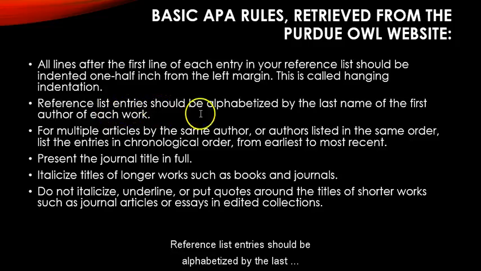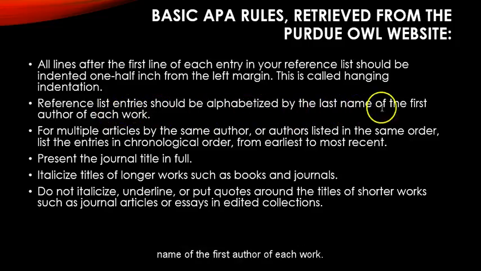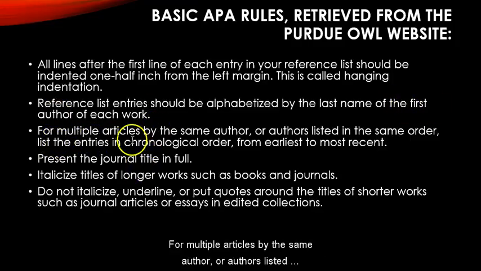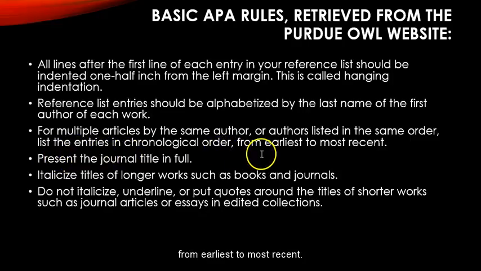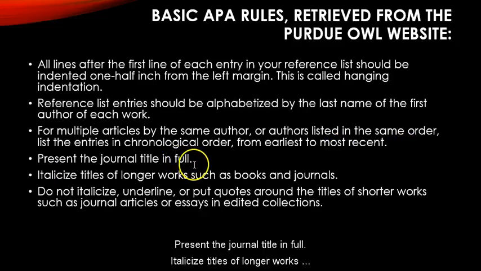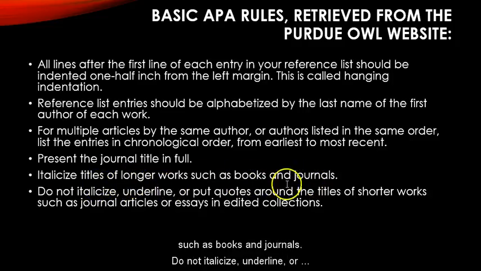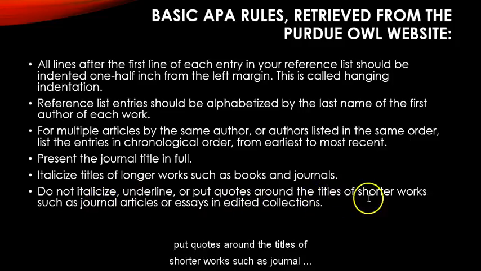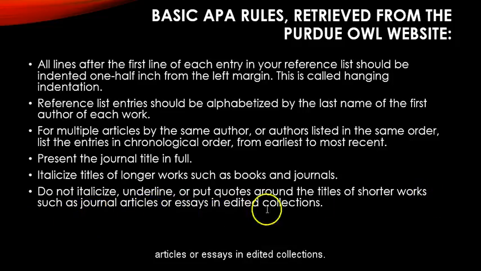Reference list entries should be alphabetized by the last name of the first author of each work. For multiple articles by the same author or authors listed in the same order, list the entries in chronological order from earliest to most recent. Present the journal title in full. Italicize titles of longer works such as books and journals. Do not italicize, underline, or put quotes around the titles of shorter works such as journal articles or essays in edited collections.